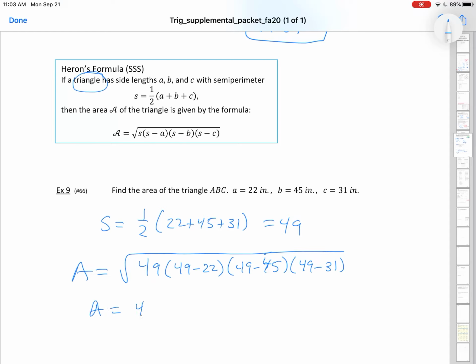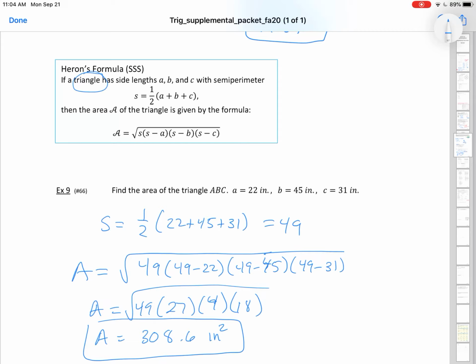And when you do, you get A is equal to the square root of 49 times 27, because that's going to be 27 there, times, what's this, 49 minus 45 is 4, and 49 minus 31 is 18. And now we just have to plug that into our calculator. You can just get the square root, and then type in 49 times 27 times 4 times 18, and it'll put everything under that square root, and you get your area of 308.6, right? 308.6 what? Make sure you have units. Inches is not right. Inches squared is. So make sure you have an area unit in there.